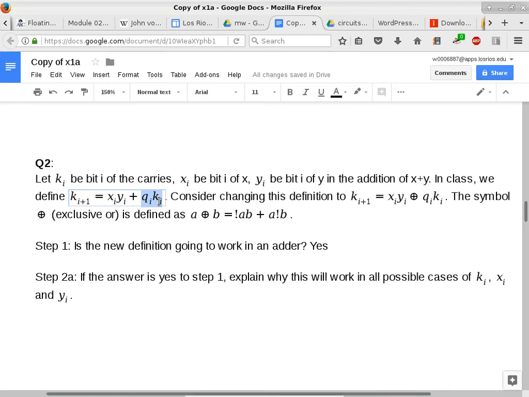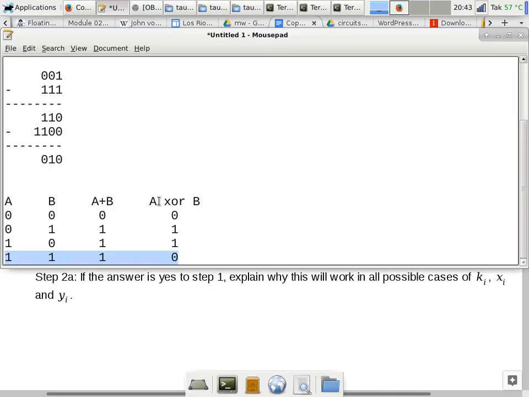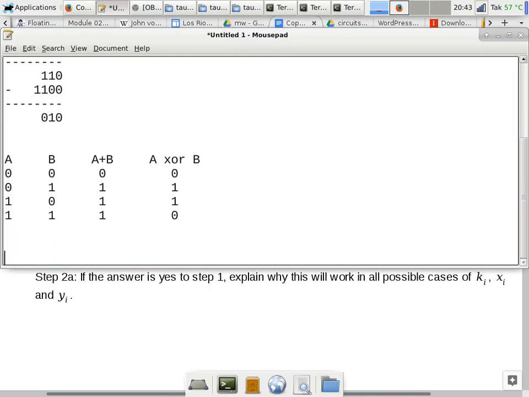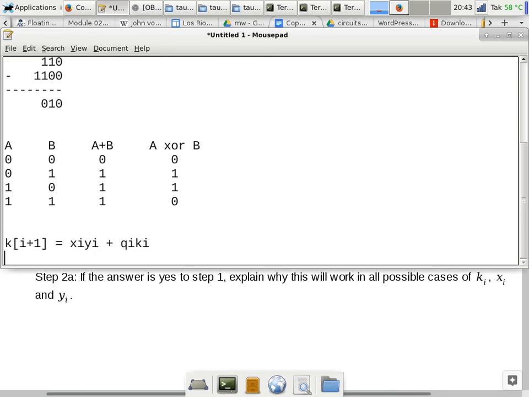Why? To understand that part, we have to look into the definitions. Let me just repeat what I have in the previous slide so we can record it here. ki plus 1 is known to be xi, yi, or qi, ki, right? I'm just going to forget about the bracket. But now we have to look into what is qi. What do you think is qi? Xi or yi. Yep, it's xi exclusive or yi.